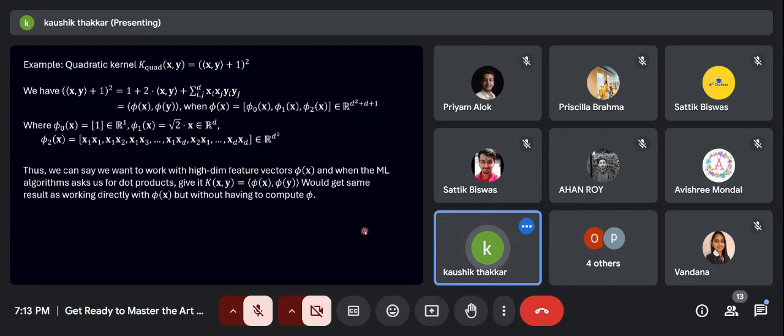So we can say that we want to work with high dimensional feature vectors, and when the machine learning algorithm asks us for dot products, we will just provide the kernel function, right? We will not do the computations in this high dimension. We'll just provide the kernel function, and the machine learning algorithm will work. So this is called the kernelization of algorithms.